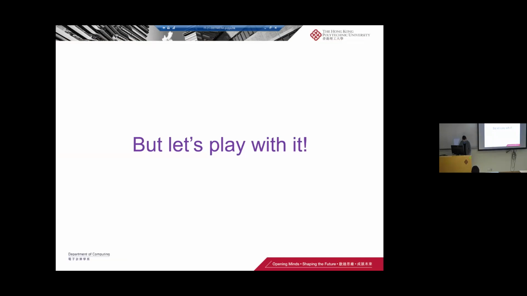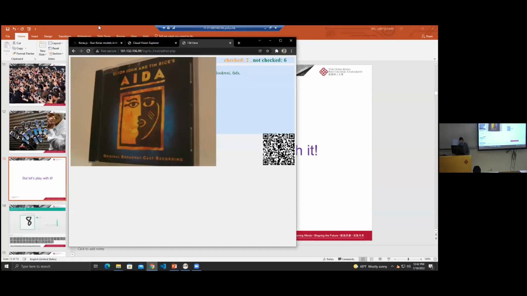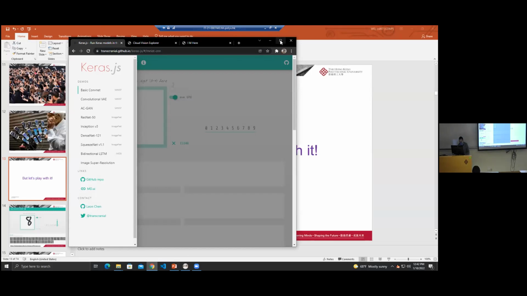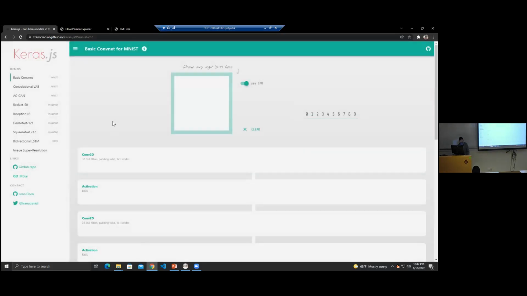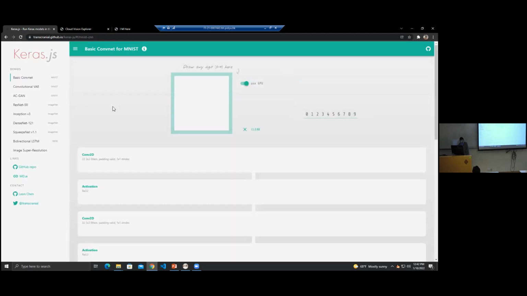However, to have a better understanding of computer vision, we can actually play with it. So let me show you some examples here. I prepared this one. I'll share the lecture notes and also those links, so you don't have to worry about it. This is one of the online examples, for handwritten character recognition.